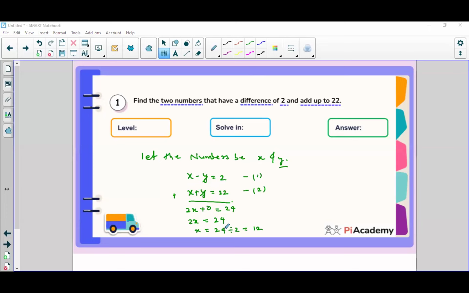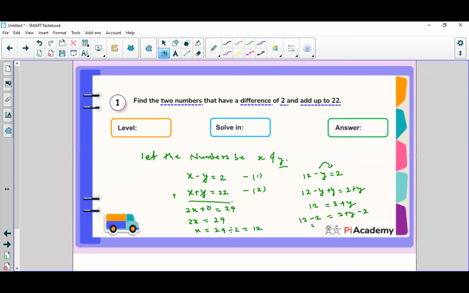Now, just substitute this value of x in either equation number 1 or equation number 2. Suppose I am substituting it in equation number 1. So 12 minus y equals 2. This is negative y, so you can add y on both sides. So negative y plus y equals 2 plus y, and here we are left with 12 equals 2 plus y. Now I want the value of y only, so you can subtract 2. So 12 minus 2 equals 2 plus y minus 2.